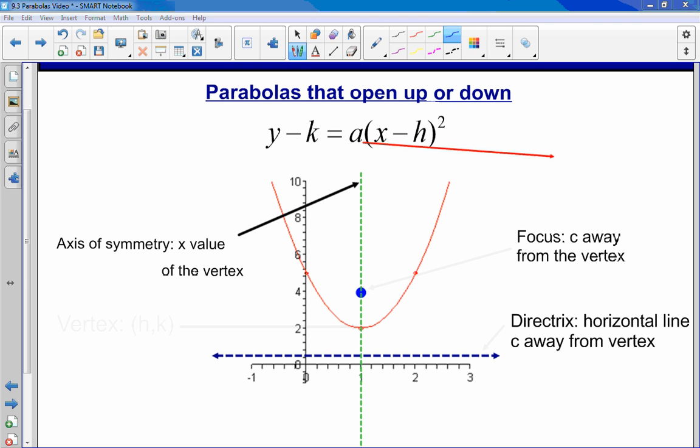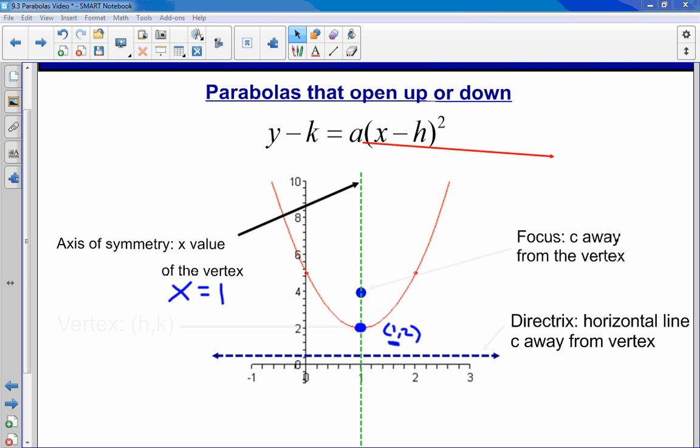Anyway, so parabolas that open up or down, okay, that's going to be in the form y minus k is equal to a parentheses x minus h squared. The axis of symmetry is going to be the x value of the vertex. So in this parabola, the axis of symmetry is x equals, and notice the vertex is located right here at 1, 2. So the axis of symmetry is going to be x equals 1 because the x value in the vertex is 1. Now, here's the new stuff. Okay, the focus. What we're going to talk about is the focus being c away from the vertex, and the directrix is the horizontal line that's c away from the vertex.